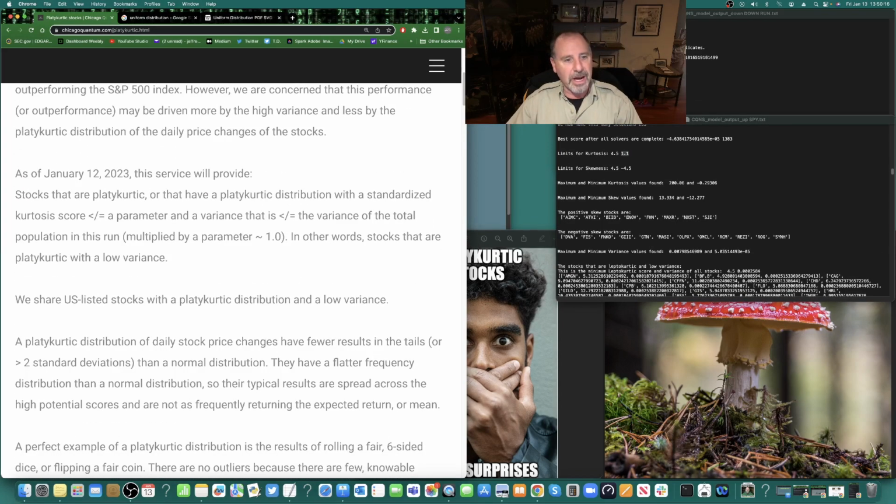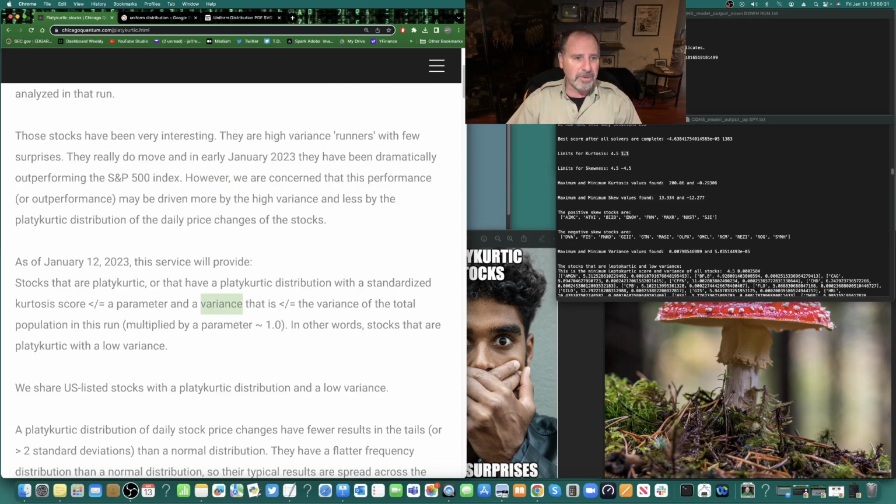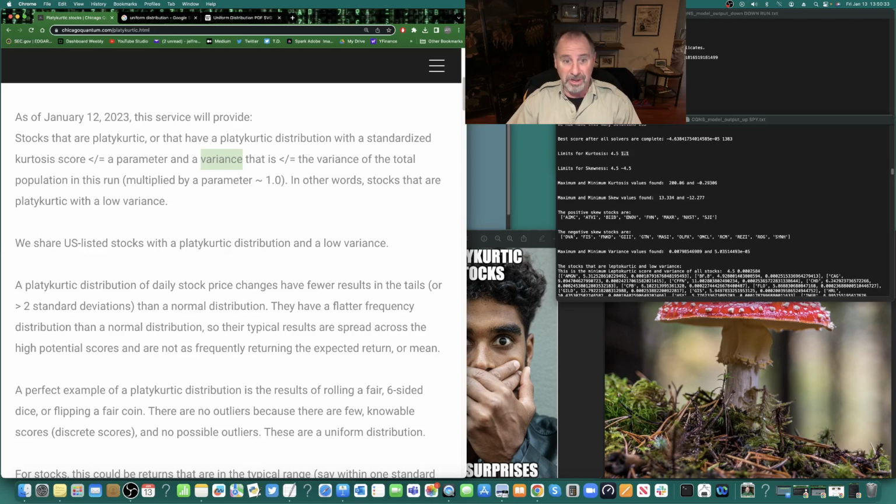And so now the stock is going to be platykurtic 1.1 or somewhere around that, and a variance that is less than or equal to the total population in the run. Platykurtic but low variance. I realize that nobody really cares about what I used to do. They probably just care about what I'm doing right now. So we share it every single day.